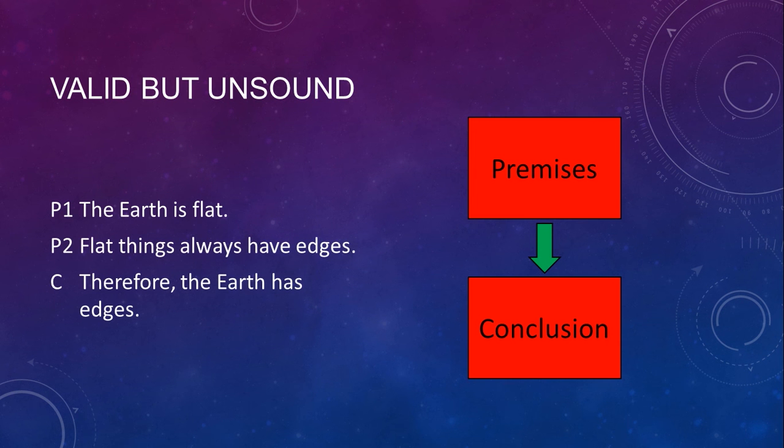There's another one, valid but unsound. The Earth is flat. Flat things always have edges. Therefore, the Earth has edges. None of those things are true, right? Neither of the premises is true. The conclusion is obviously false as well. But it's perfectly valid. Because if you believe that the Earth is flat, and if you believe that flat things always have edges, then you must believe, or really should believe, that, therefore, the Earth has edges. As a matter of psychological fact, you might not always believe the things that you should believe, but you should believe that.